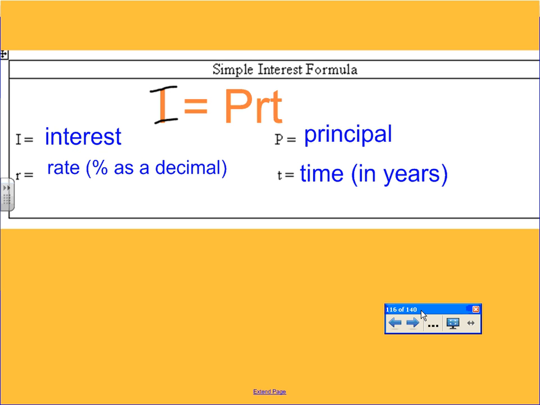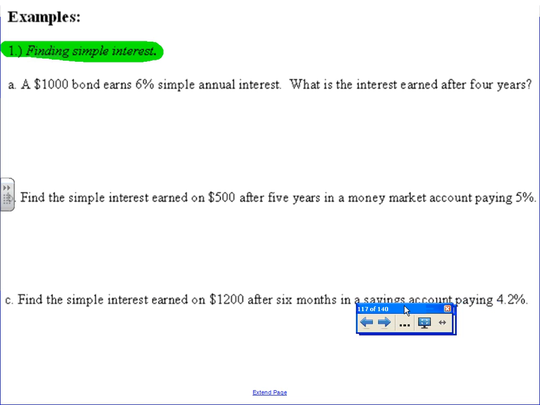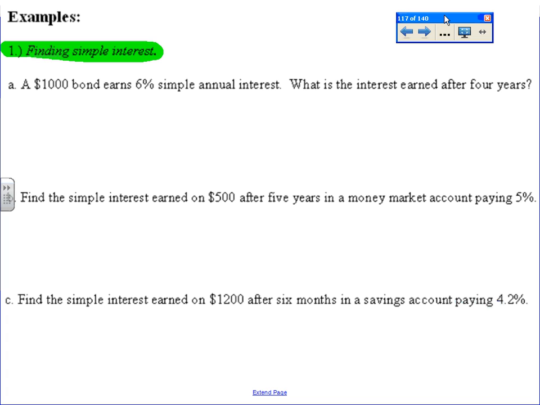Interest equals PERT. So the interest that you earn or that you have to pay is equal to the principal times the rate times the time. So they're all kind of mushed together because it means that you're multiplying. Okay, so let's do an example, or a couple examples. Example letter A says a $1,000 bond earns 6% annual interest. What is the interest earned after 4 years?